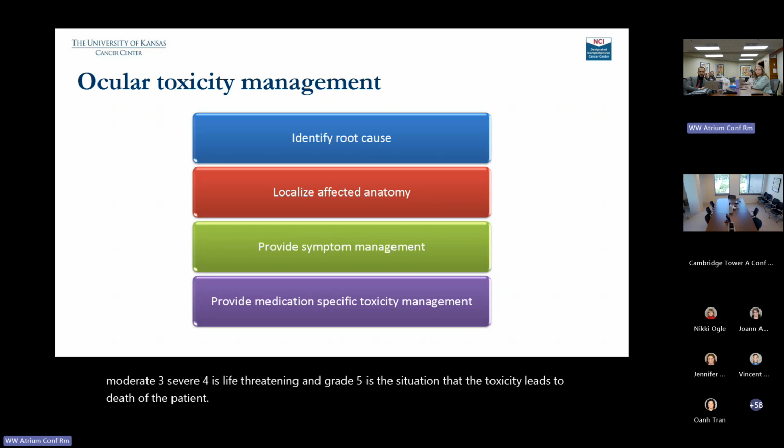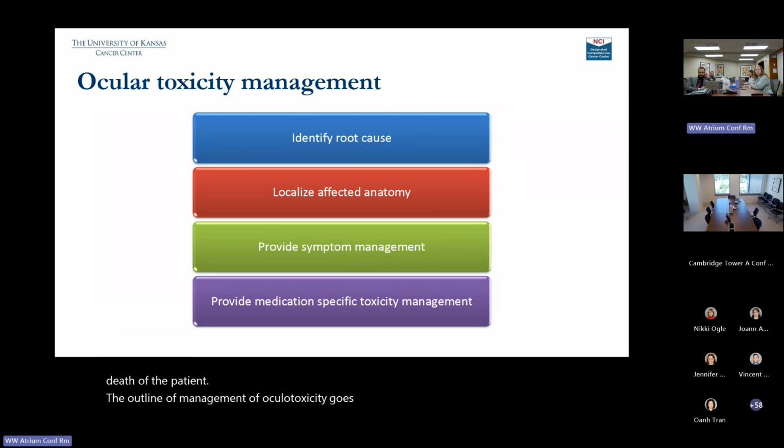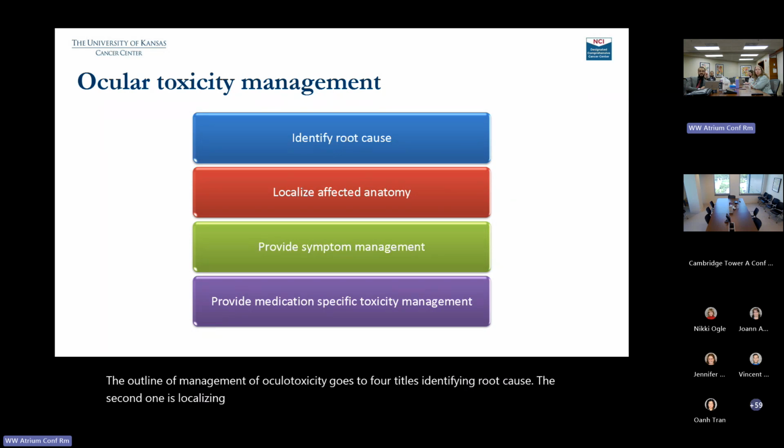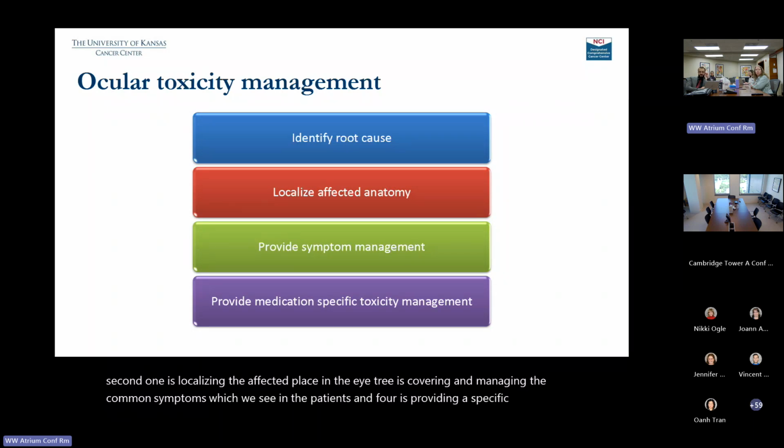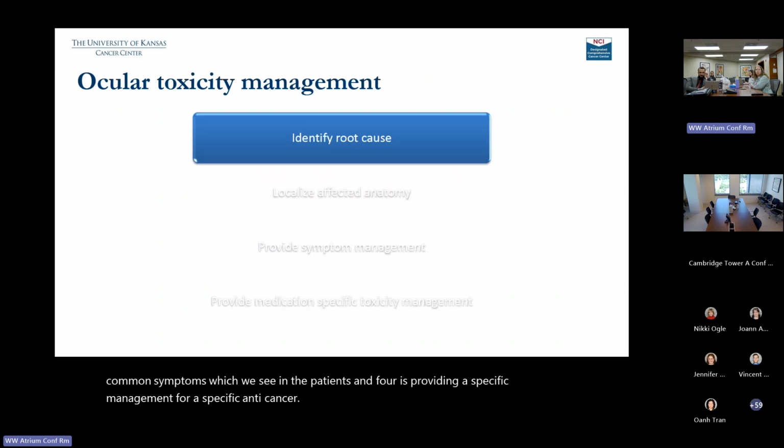The outline of management of ocular toxicity goes to 4 titles. Identifying root cause. The second one is localizing the affected place in the eye. Third is covering and managing the common symptoms which we see in the patients. And fourth is providing a specific management for a specific anti-cancer treatment. First of all, let's go with identifying root cause.